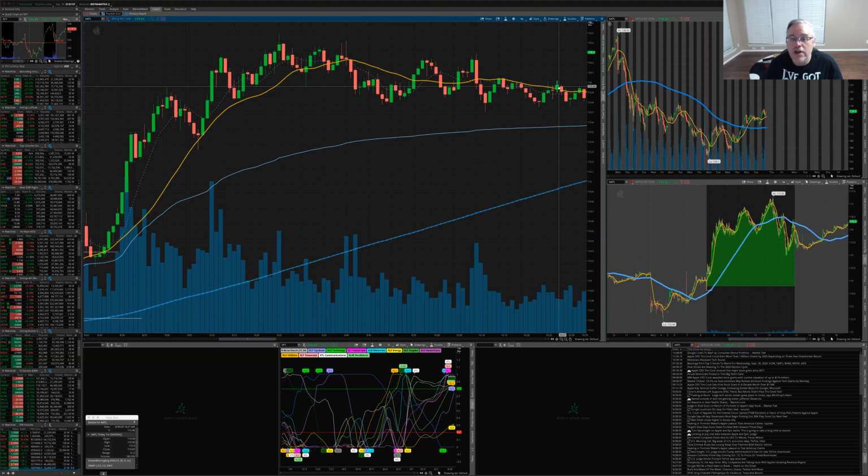So you're still in the trade because you didn't get stopped out, and then this green one here does stop you out. So this one would have stopped you out right there. So you're not in the trade anymore.